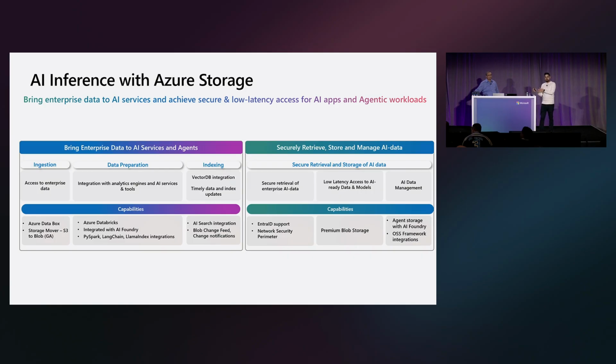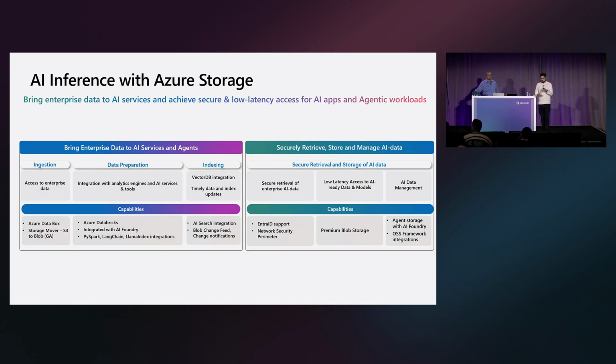But on the right side, you see Premium Blob. Premium Blob is something that allows you to achieve consistent low latency. And through our benchmarks, we've seen almost 3x to 5x faster retrieval performance to keep that latency budget really low and make sure your inference happens much faster.